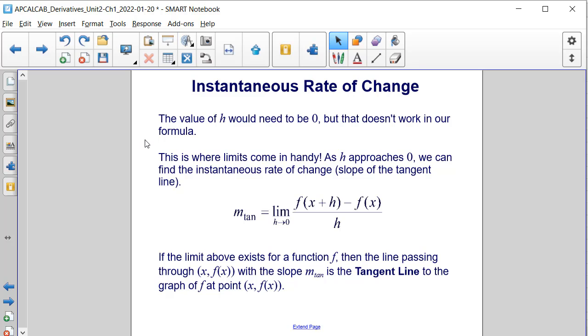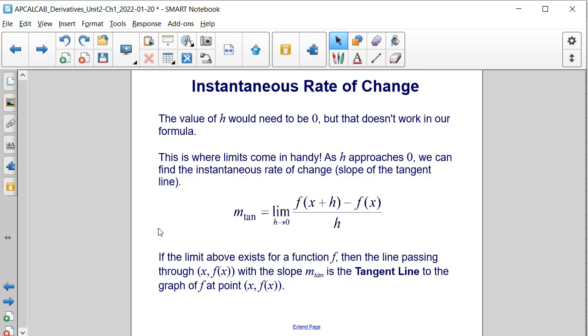The value of h would need to be 0, but that doesn't work in our formula. We would get division by 0. And this is where limits come in handy. As h approaches 0, we can find the instantaneous rate of change, or the slope of that tangent line. So to find the slope of that tangent line, we are going to take the limit of f of x plus h minus f of x, all divided by h, as h approaches 0.